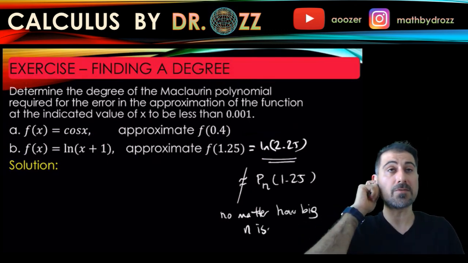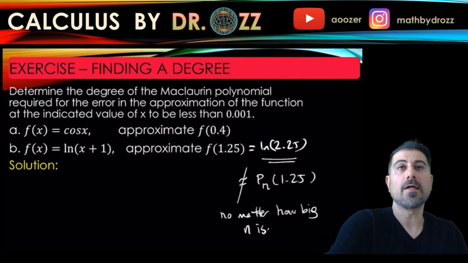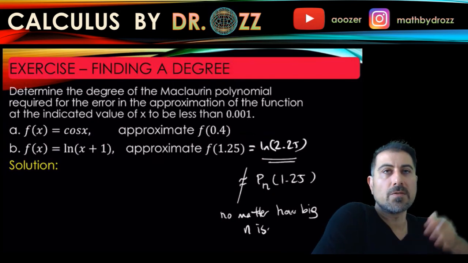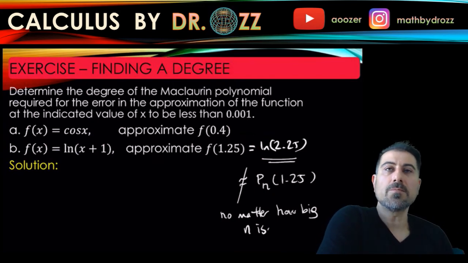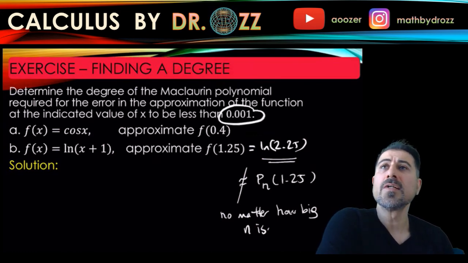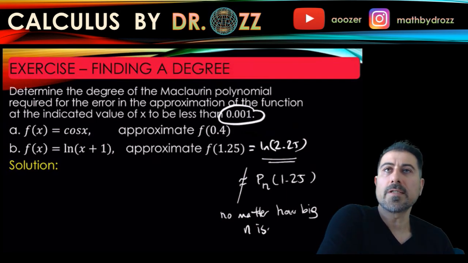Because in the Taylor expansion, we want to keep as few terms as possible. But here in this case, even though you have a larger n, that means you have so many terms in the sum retained, there's no way to estimate the value of ln 2.25 with the error less than 10 to the minus 3. So in this case, the MacLaurin polynomial doesn't provide us anything good, okay? Not like in part A, okay?